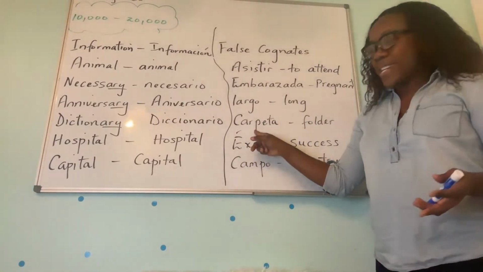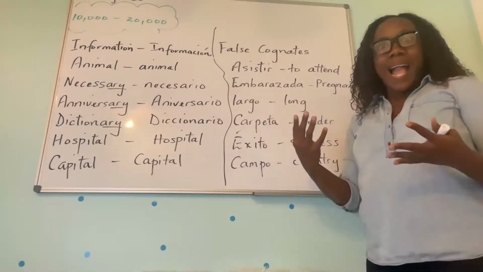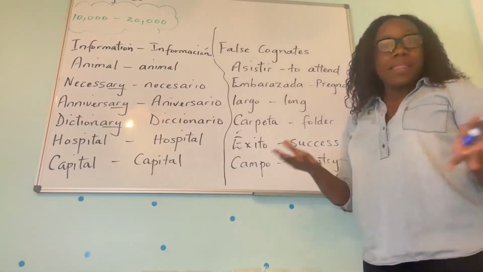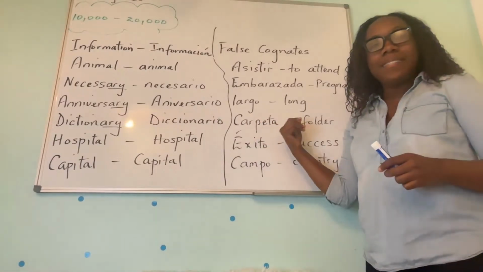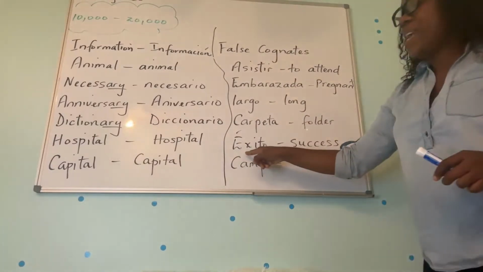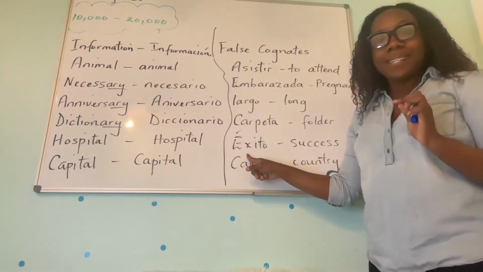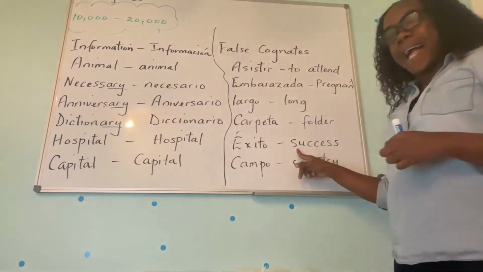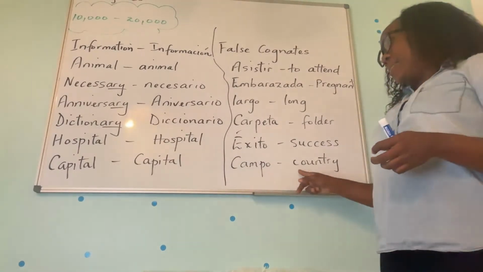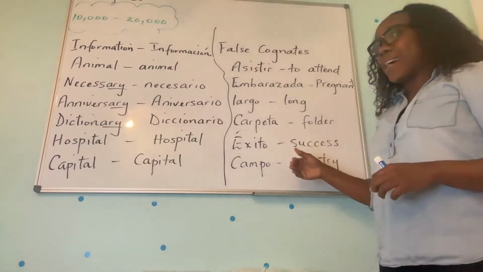The next false cognate is carpeta, which means folder. So even though it looks like the word carpet, the Spanish for carpet is actually alfombra. Nothing like it. So una carpeta is a folder. So this is a false cognate. And then we have el éxito, which looks like exit, but it actually means success. El éxito, success. And then the next one is el campo, which looks like a camp, but it's the country or the countryside.